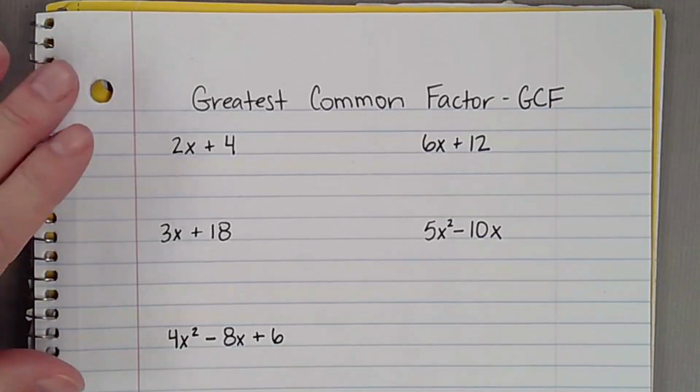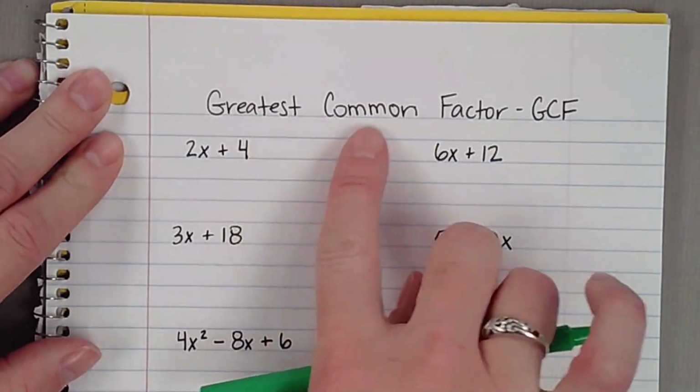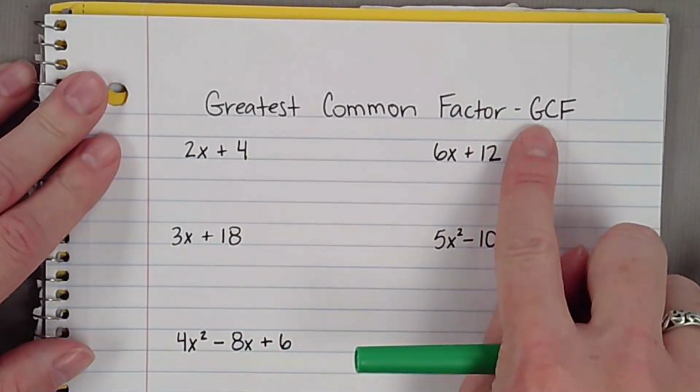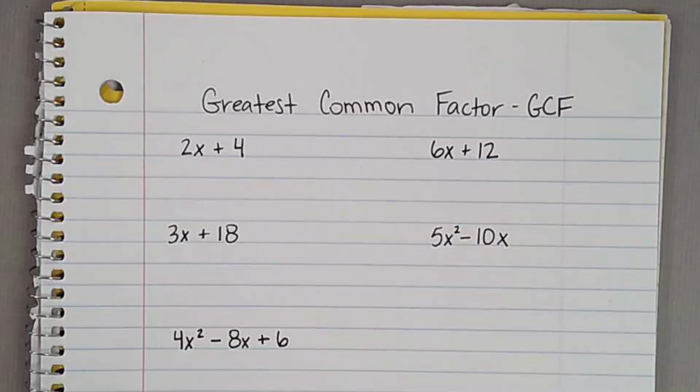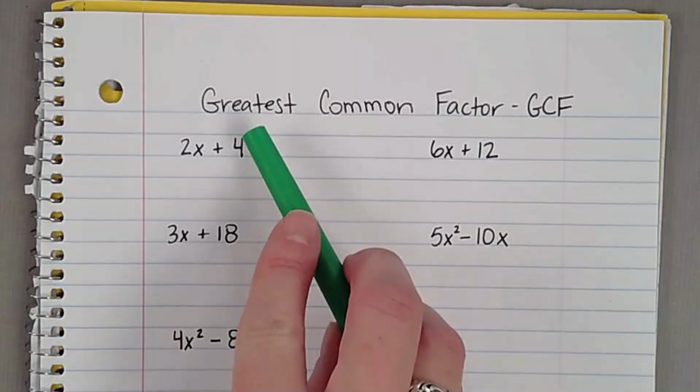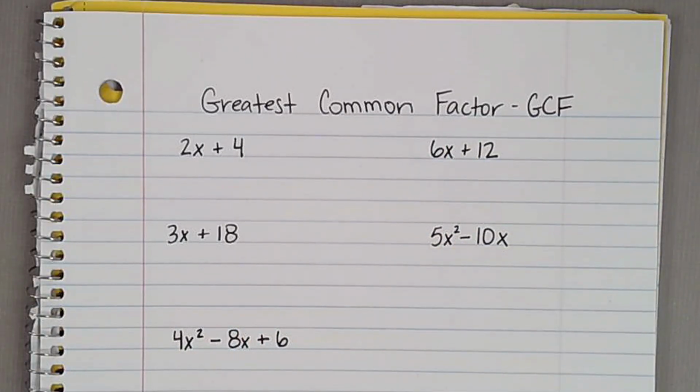This video is about taking out a greatest common factor. We normally shorten it to GCF. And a greatest common factor is the biggest number that you can divide everything in the equation by. So when we're thinking about greatest common factors, we're thinking about multiplying and dividing in our head. We're not thinking about adding and subtracting.